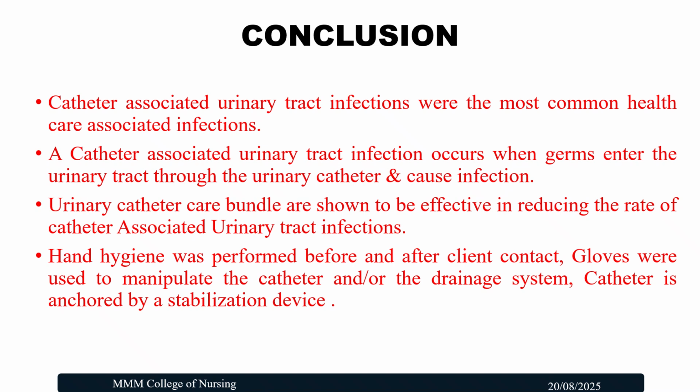Coming to the conclusion. Catheter-associated urinary tract infections are the most common healthcare-associated infections. A catheter-associated urinary tract infection occurs when germs enter the urinary tract through the urinary catheter and cause infection. Urinary catheter care bundles have been shown to be effective in reducing the rate of catheter-associated urinary tract infection. Hand hygiene was performed before and after patient contact. Gloves were used to manipulate the catheter and drainage system. The catheter is unclogged and the device sterilized.